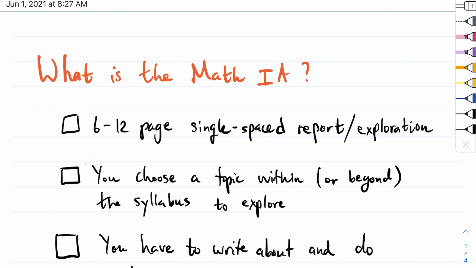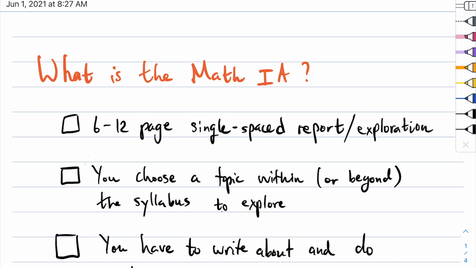Now, there are some areas that are better to explore for the IA and some that are not, and I'll talk more about that next week. But you do have complete freedom over the topic that you choose and how you choose to explore it. Now, it's 6 to 12 pages single-spaced or 12 to 20 pages double-spaced. That's what the IB says.